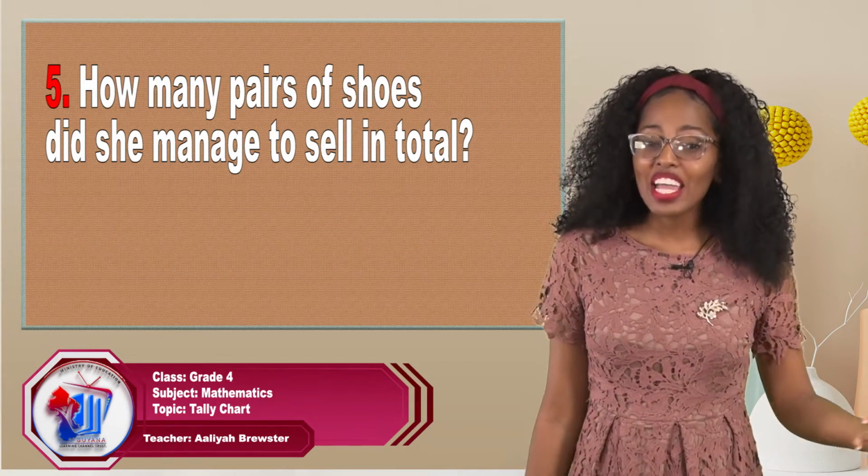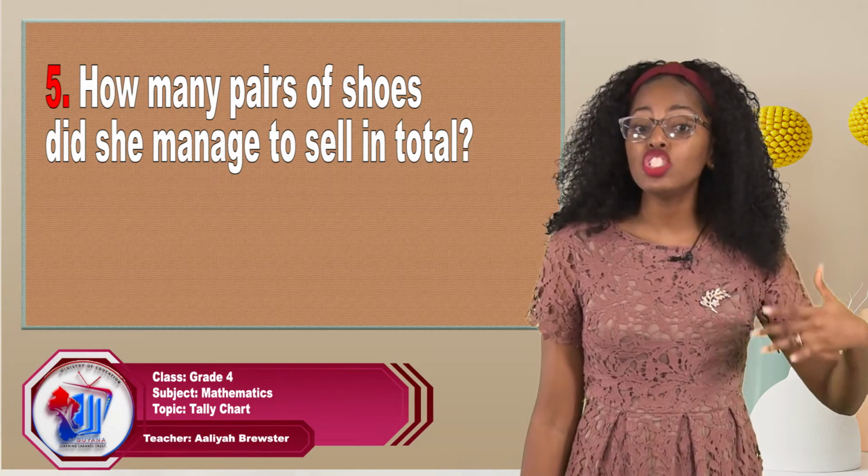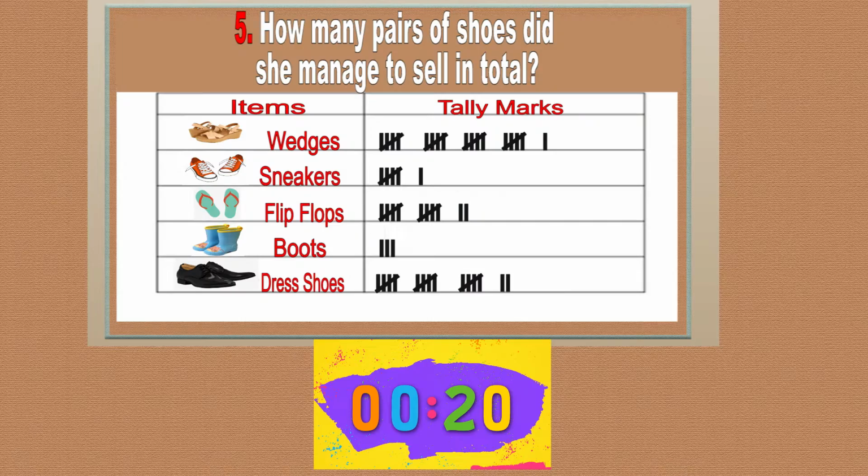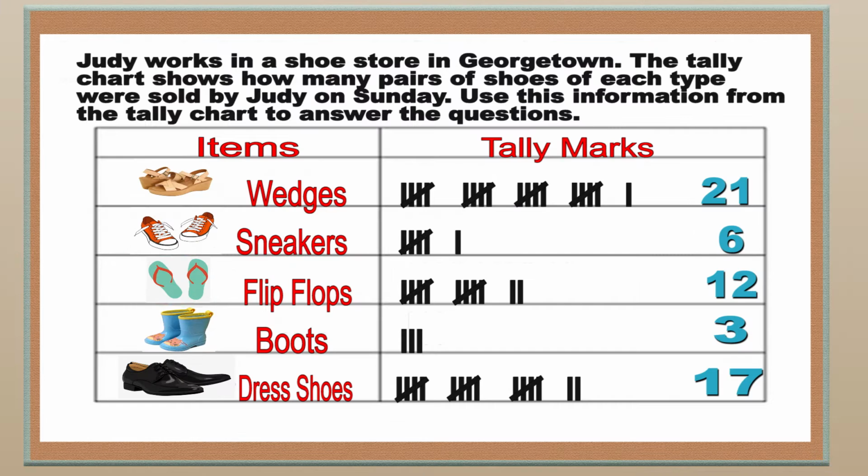The final question, how many pairs of shoes did she manage to sell in total? Find the total, we have to add all the sales. Okay, so let's count in fives and add the sales. So we're only going to count the tally marks that represent 5, and then we're going to leave the single ones and count them last. Good, so let's begin. We're counting in 5.